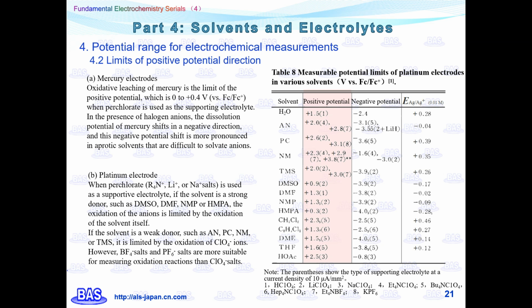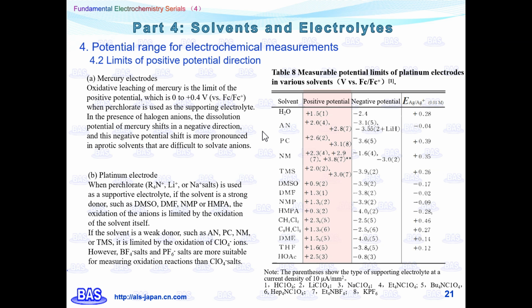The limits of the positive potential direction are discussed next. For mercury electrodes, the limit of positive potential is the oxidative dissolution potential of mercury. When perchlorate is used as supporting electrolyte, the positive potential limit is 0 to 0.4 volt. In the presence of halogen ion, the oxidative dissolution potential of mercury shifts in the negative direction, especially in non-protonic solvents, where anion solvation is difficult to occur.